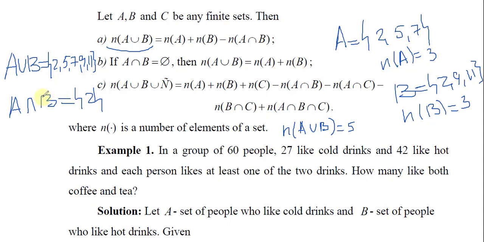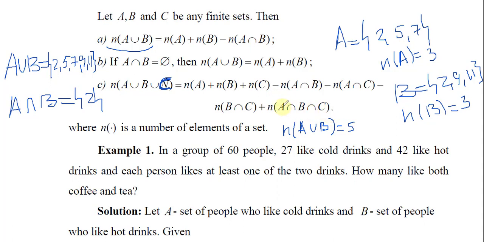And the third one: the number of elements of A union B union C is equal to n A plus n B plus n C, minus n of A intersection B, n of A intersection with C, and n of B intersection with C, plus the number of elements of the intersection of all three of them.